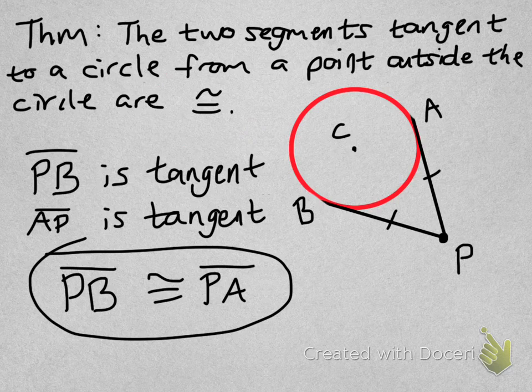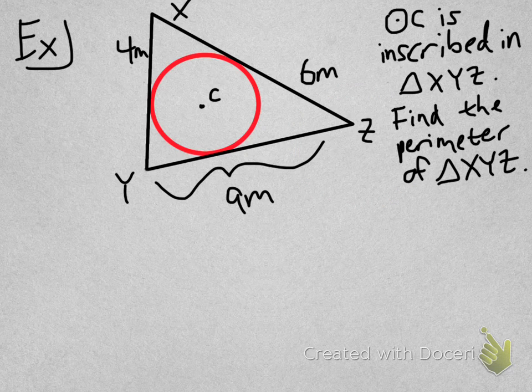So again, what does this theorem say? From the point outside the circle to the point of tangency, those segments are congruent, right? So we're looking for specific congruent segments. We have a point outside the circle here at X, which means this segment and this segment, both of which go to a point of tangency, must be congruent, therefore this top segment must also be 4.